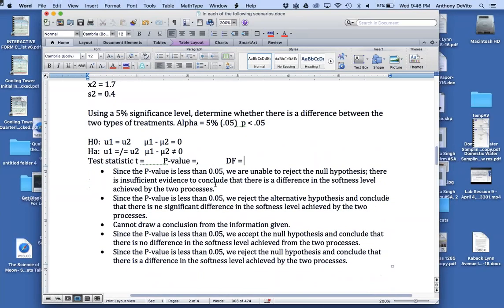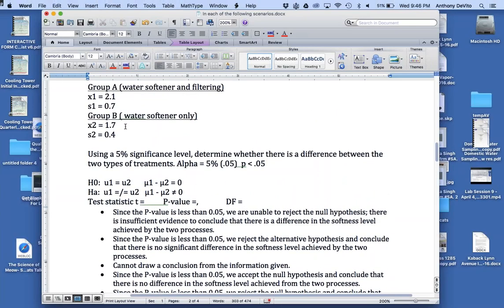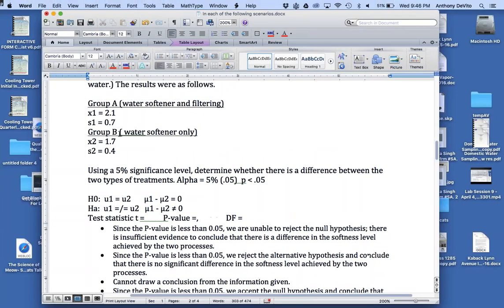Okay, so now we're going to do our calculation. We've decided that in this particular case, we have equal variances. Now, I'm going to change these numbers. I'm going to change this to 2.3 and 1.4. Actually, I'll change it a little bit differently: 1.4 and 2.0, let's say. Okay, let's test our hypothesis now.